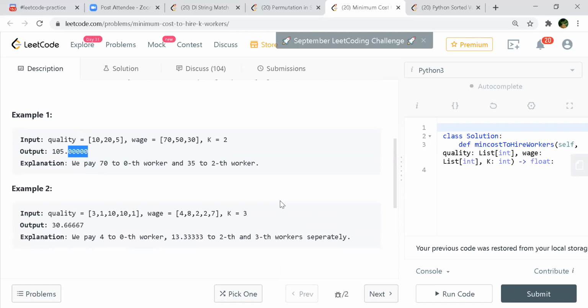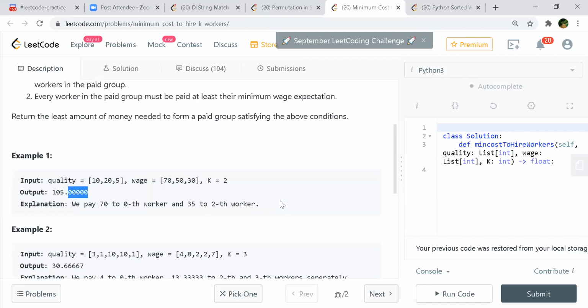Okay, so is the question really clear? Because even if you look at example one, it says we pay 70 to the 0th worker and 35 to the second worker, the second index worker. But here the wages shown are the minimum wages, right? So then why are they paying 35 here?